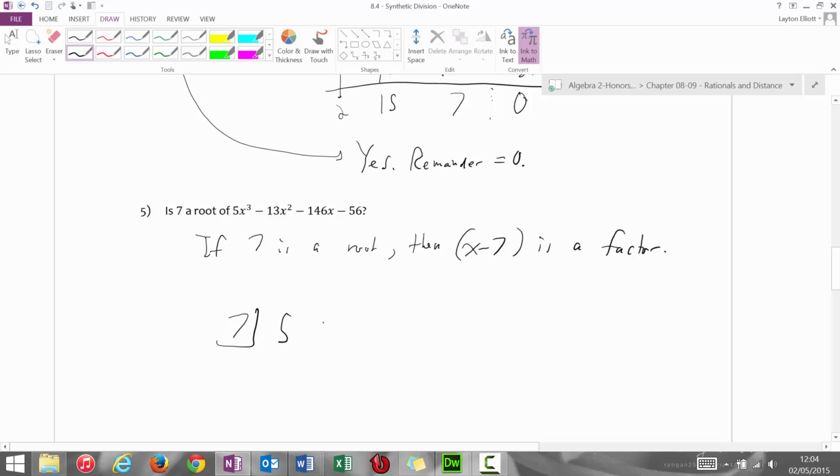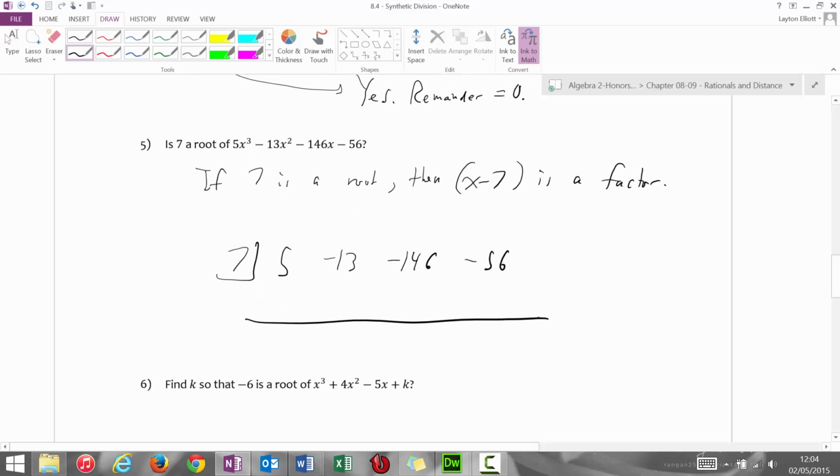Got 5, negative 13, negative 146, and negative 56. You don't need a lot of room to do this, which is really, really nice. Long division can get very, very long vertically. 7 times 5 is 35, plus negative 13 is 22. 7 times 22 is 154, and that would be 8.